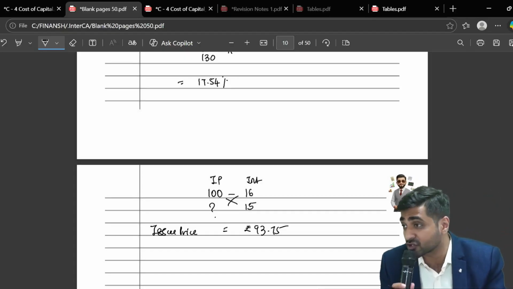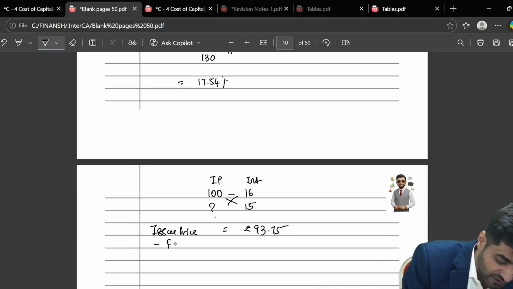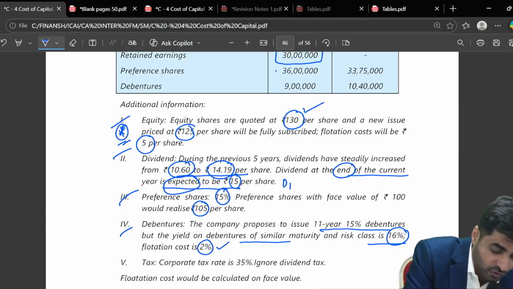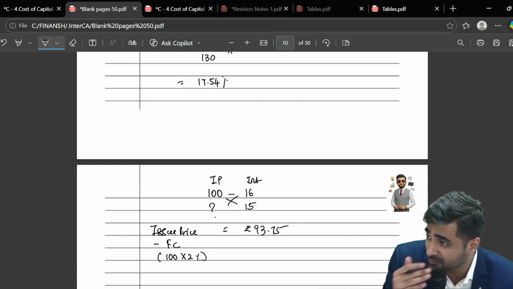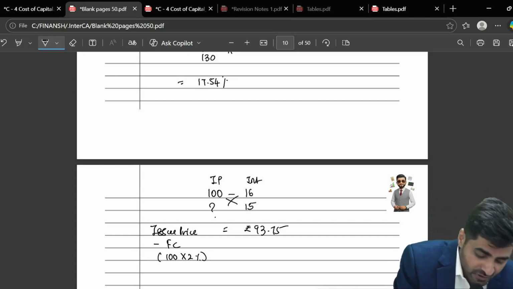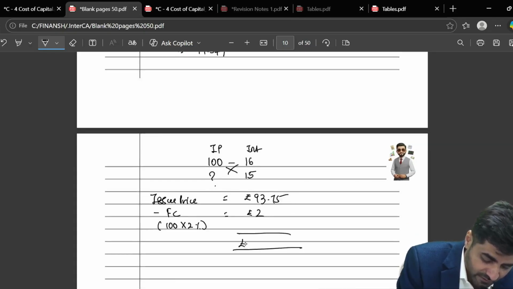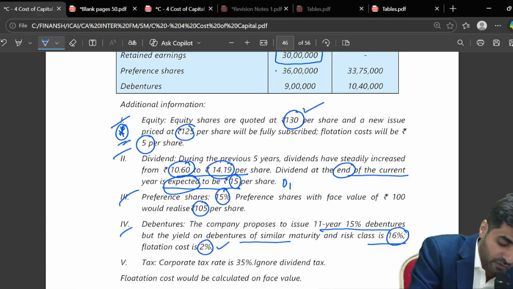But don't you think from the issue price I also have to subtract the flotation cost? So what is the flotation cost? They have mentioned a flotation cost of 2% of the face value 100. So that is going to be your 2 rupees. So what is going to be your final answer, beta? So this should be treated as your net proceeds.